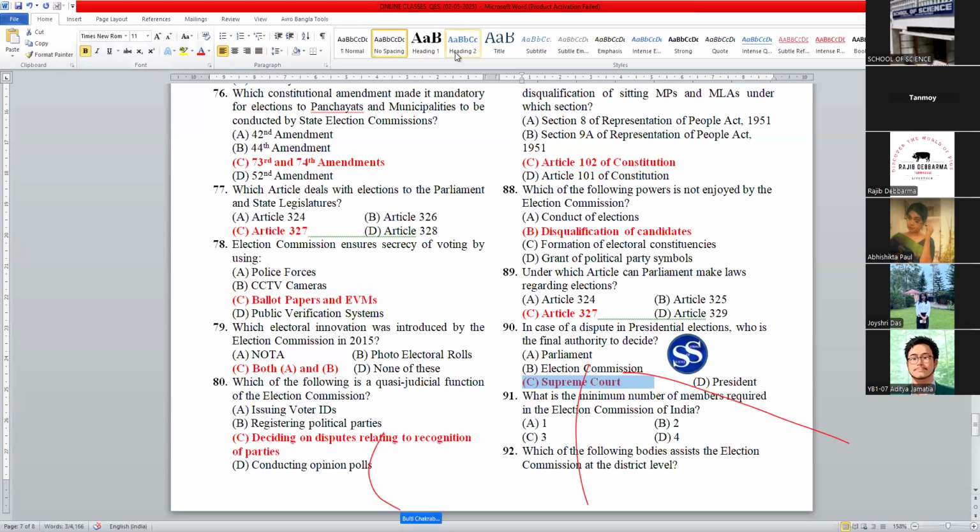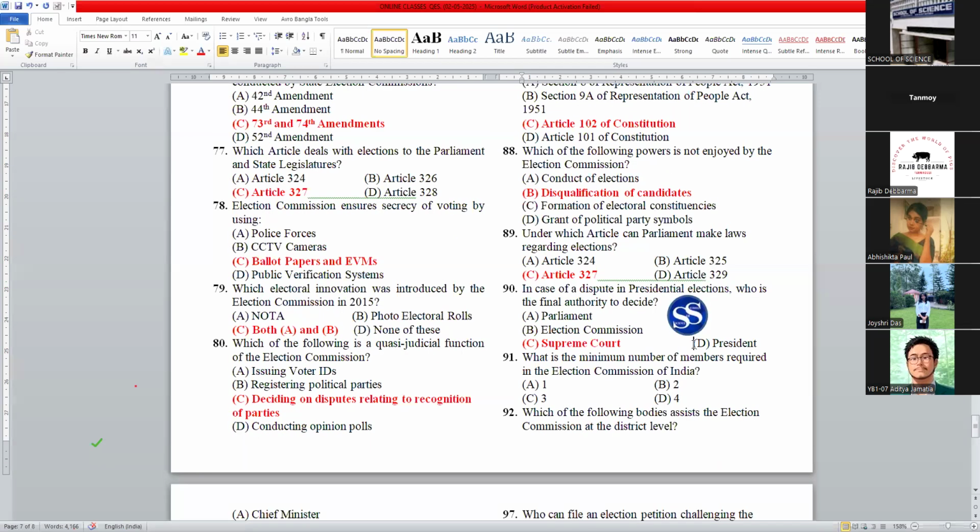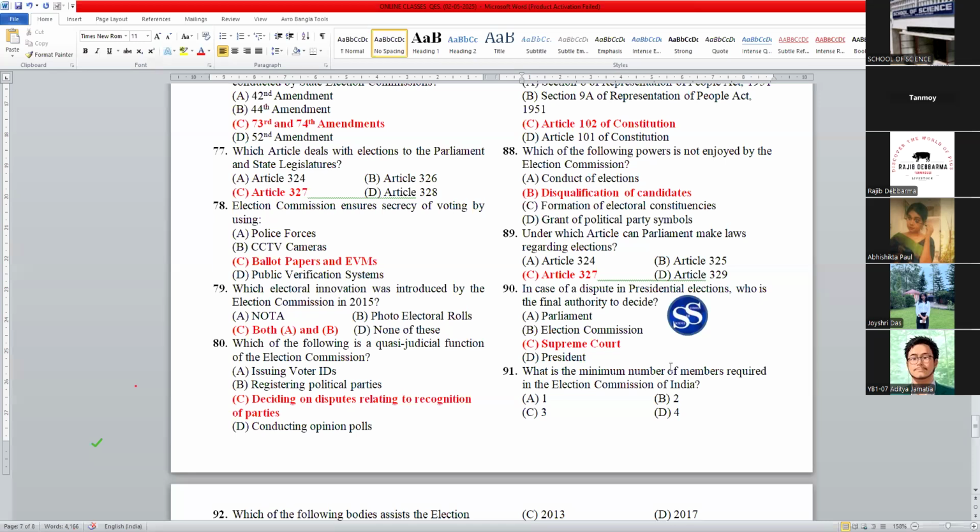Which article? 329? No. This is according to Article 71. I have already stated this. In case of a dispute in presidential elections in India, the Supreme Court is the final authority to resolve the matter. According to Article 71 of the Constitution of India, any dispute regarding the election of the President is to be decided by the Supreme Court. Could you follow? Yes, sir.